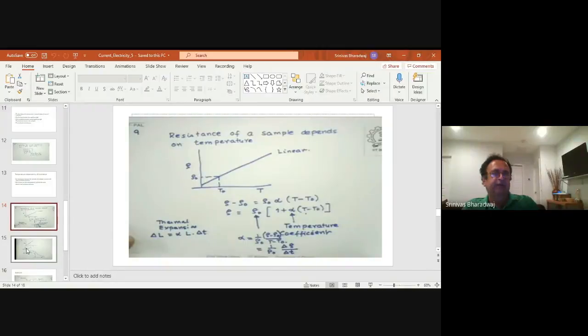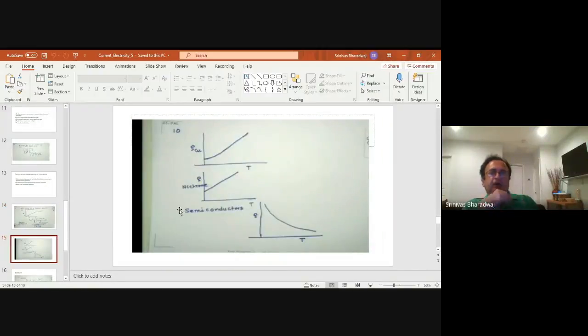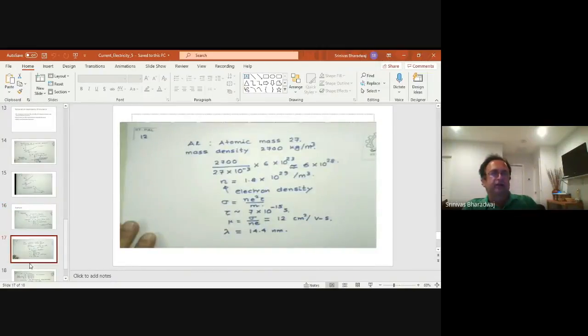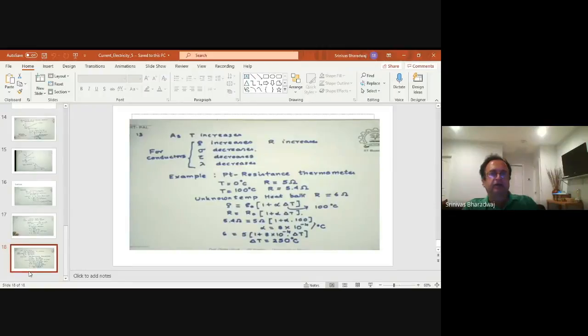So 1 by rho naught times delta rho by delta T is the temperature coefficient of resistance. With temperature, your rho increases for most materials, except for semiconductors, where it decreases. All right, that's as far as this goes: the nature of resistance, etc. You can look these things up in terms of B.B. Roy, etc.